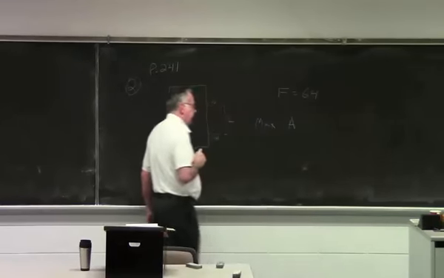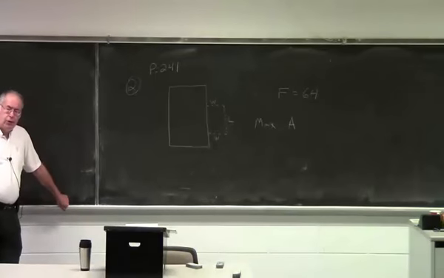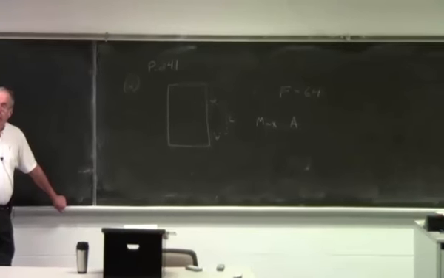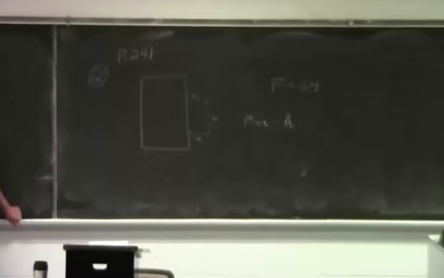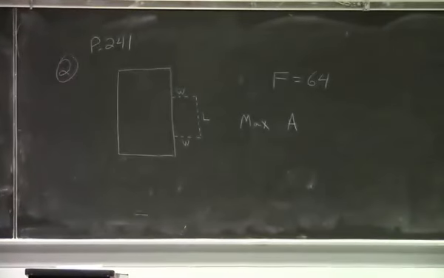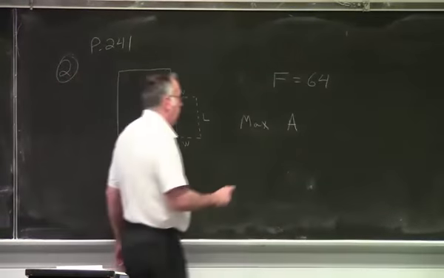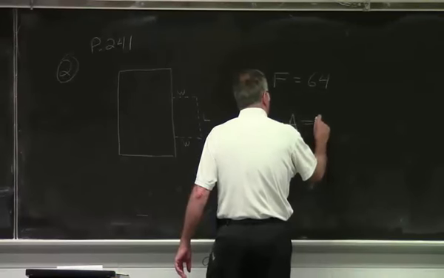Okay. Let A stand for area. And you learned in high school that the formula for the area of a rectangle is what? What is the formula that gives you the area of a rectangle? Width times the length. So it's W times L.